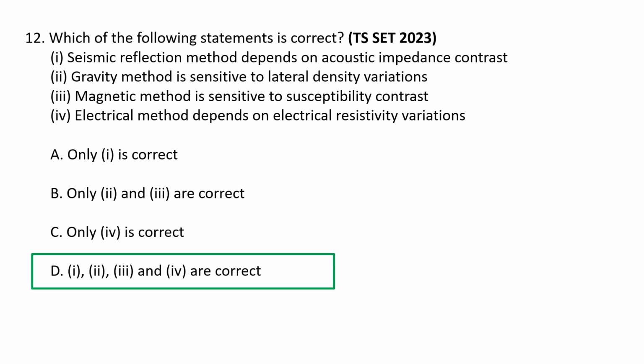So all the statements are correct: seismic reflection method depends on acoustic impedance contrast, gravity method is sensitive to lateral density variations, magnetic method is sensitive to susceptibility contrast, and electrical method depends on electrical resistivity variation. So all are correct. So D is the correct option.